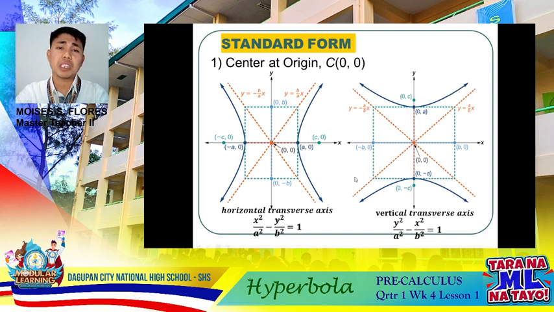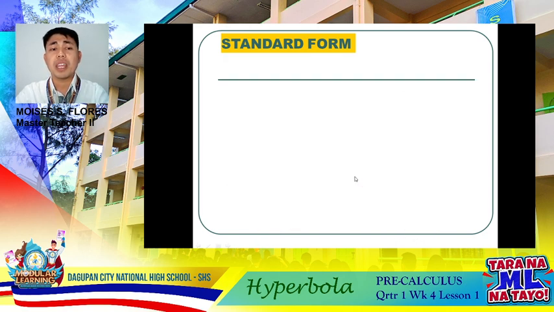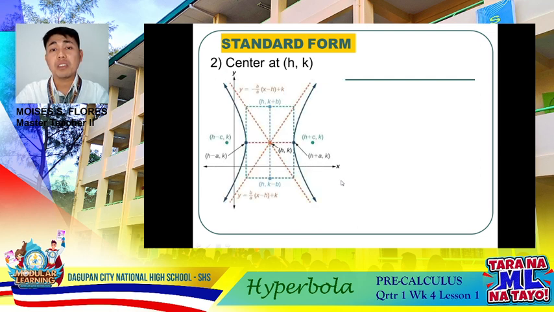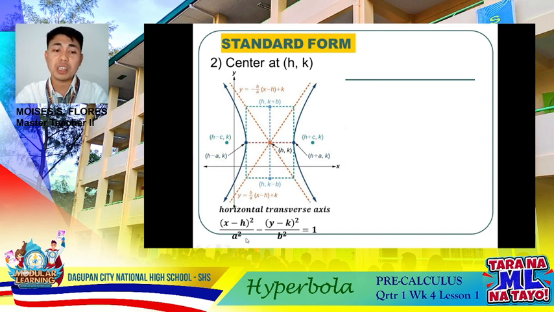Now, let's proceed to the second type of your standard form, and that is centered at (h, k). The same concept as what we have for centered at origin. The only difference is that the center is at (h, k). From here, our standard form, quantity x minus h squared over a squared minus quantity y minus k squared over b squared equals 1 is said to be again what? A horizontal transverse axis because your major axis is parallel to your x-axis.